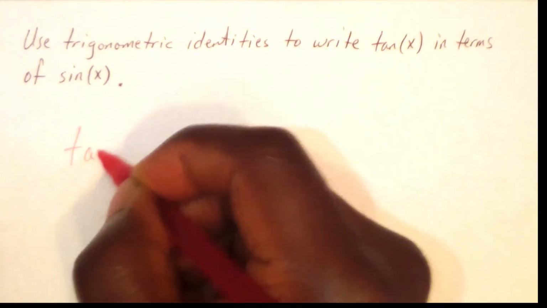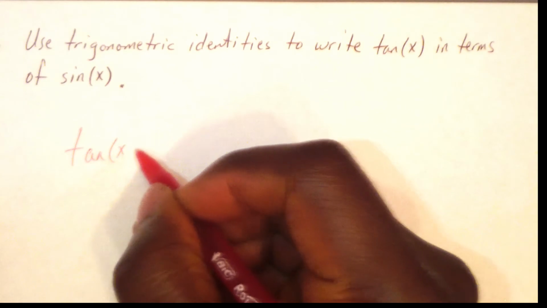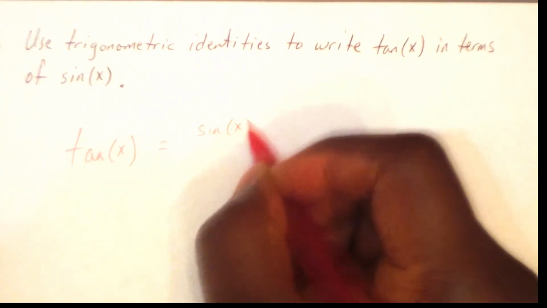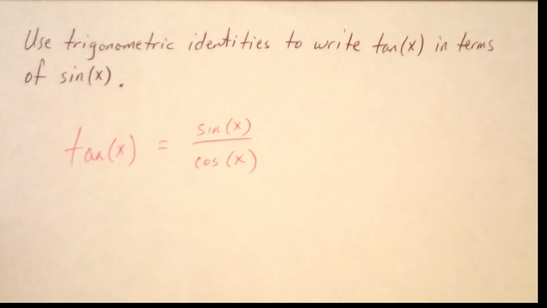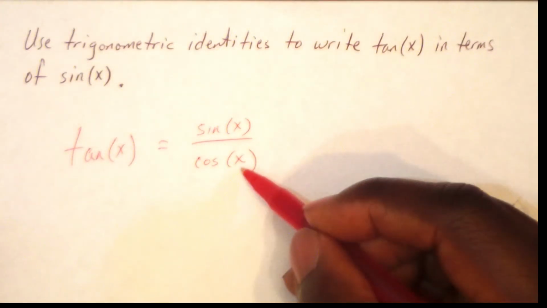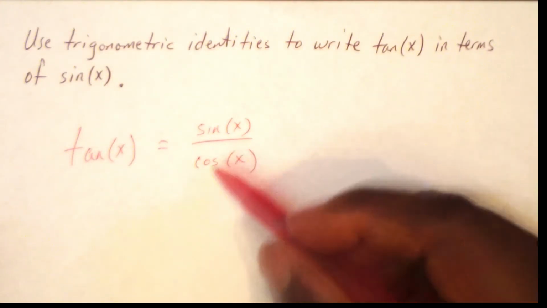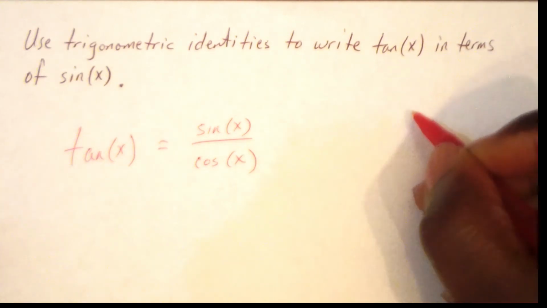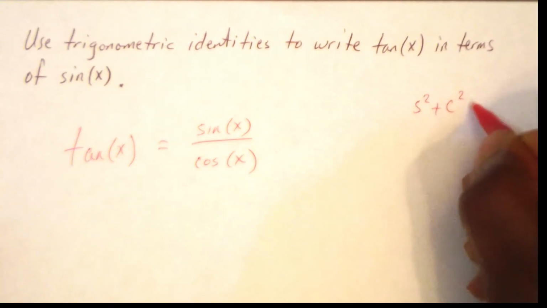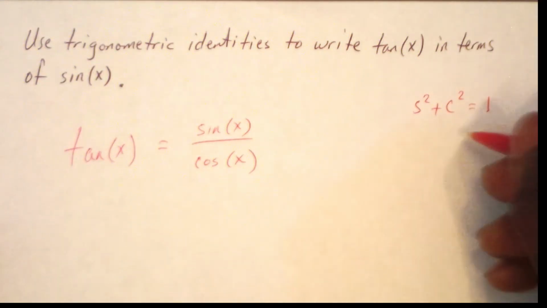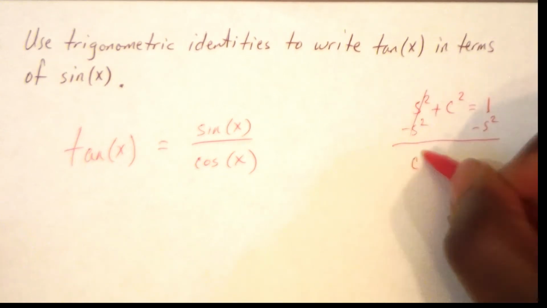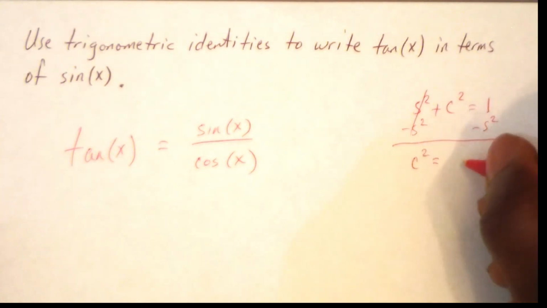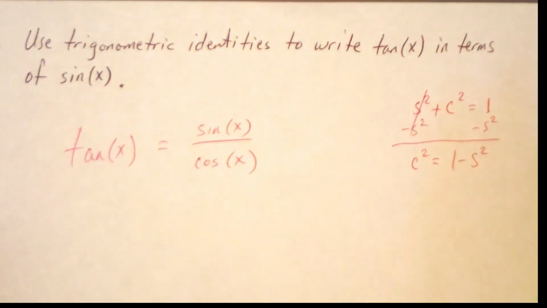So if we take tangent, we know that tangent of x is going to be the same as sine x divided by cosine x. Okay? And so looking at cosine x, if we're going to write this in terms of sine, what we know is that sine squared plus cosine squared equals 1. So if we subtract sine squared from both sides of this particular identity, then we end up having cosine squared is equal to 1 minus sine squared.